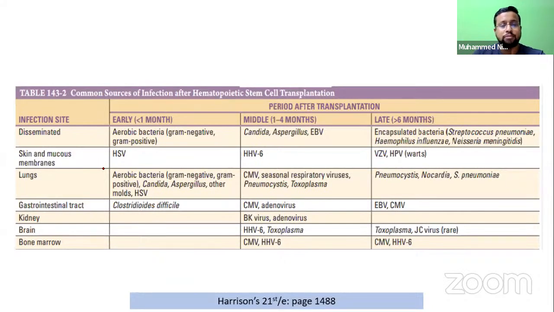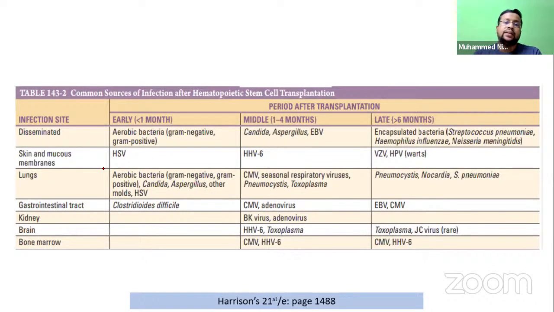In the early post-transplant period after hematopoietic stem cell transplant, patients have neutropenia, and the infection chances are maximum with gram-negative as well as gram-positive bacterial infections. This could be line-related or due to gut organisms, which can cause bacteremia. The viral infection that occurs in this period is herpes simplex virus, which can cause mucositis and hepatitis.